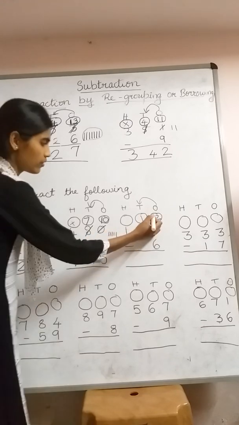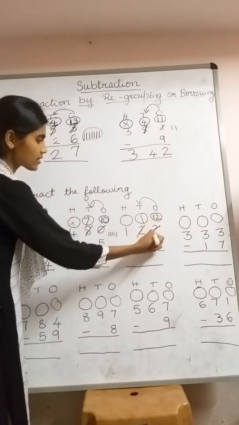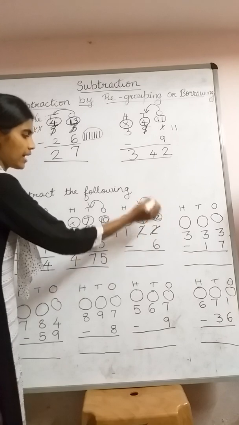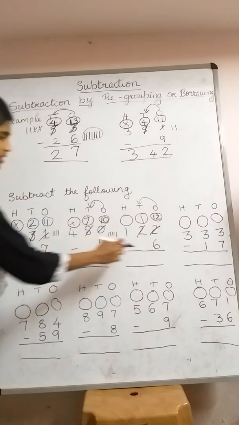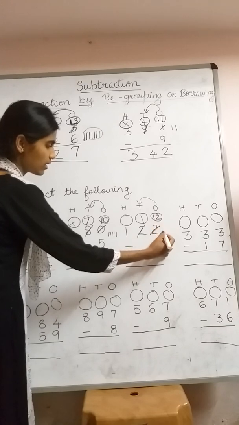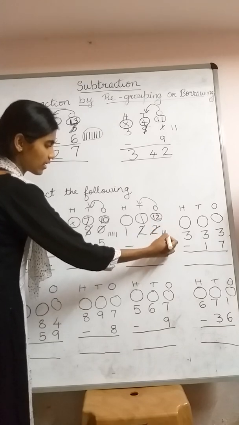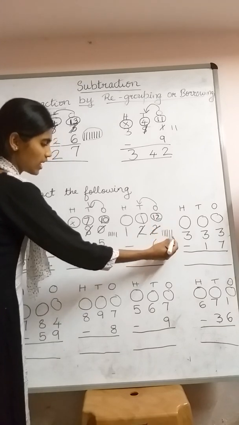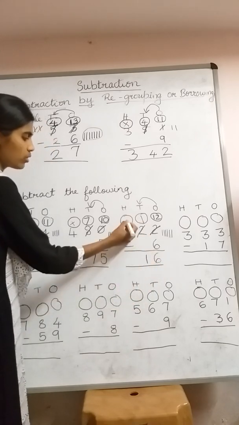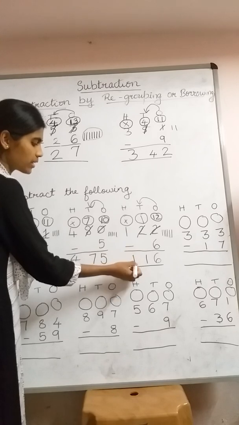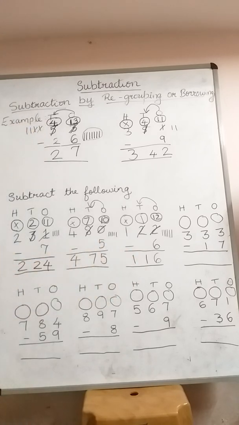So see, write here 1, then strike this number and write here 2, and 2 is changed to 12. Now 6 afterwards say till 12: 7, 8, 9, 10, 11, 12. How many lines? 6 lines. 1 right below, strike the circle and bring 1 down. The answer is 116. So let's move to the next one.